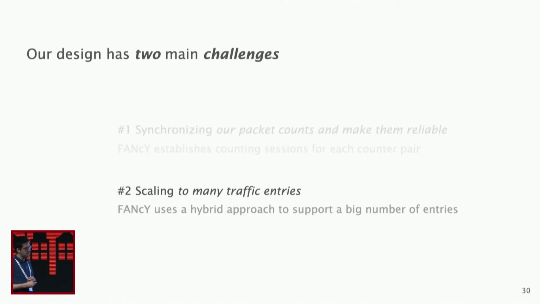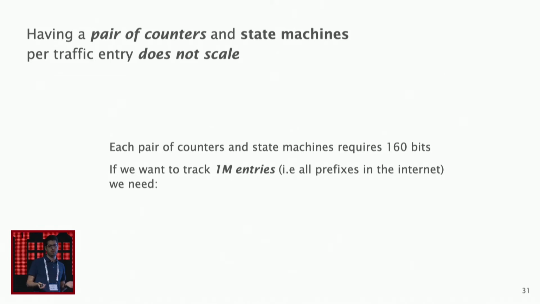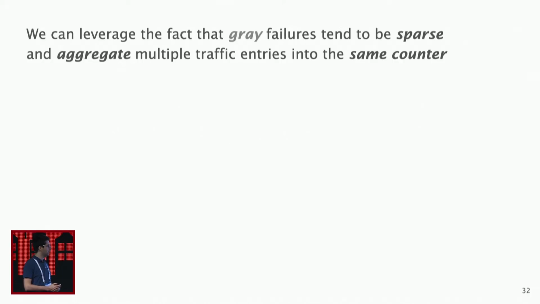Now, although this simple counting protocol works very well and allows you to detect traffic drops for one entry, it does not scale very well. We require 160 bits for each pair of counters and state machines. Let's say we want to track 1 million entries, for example, all the prefixes in the internet. This would require more than 1 gigabit of memory, something that is 20 times more than what we have today. So we thought, can we have some other type of counter that is more memory efficient?